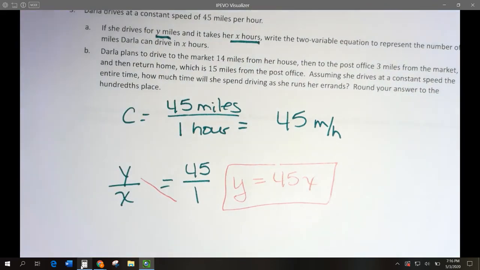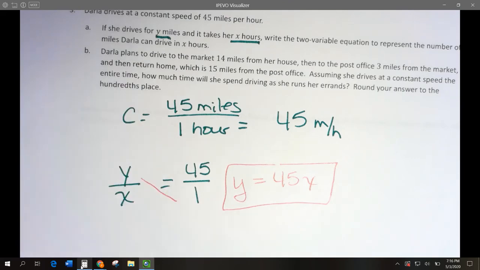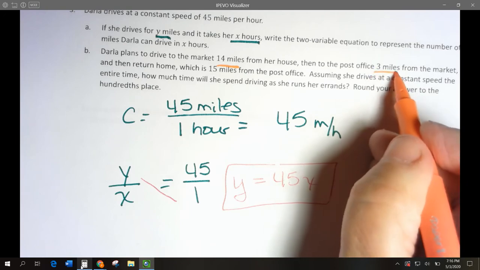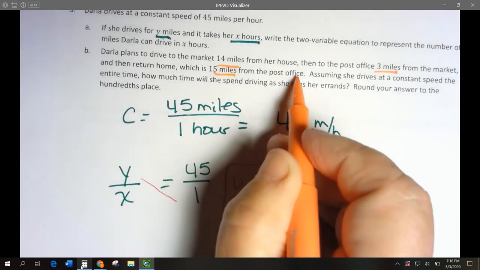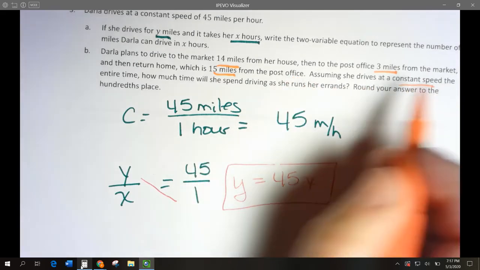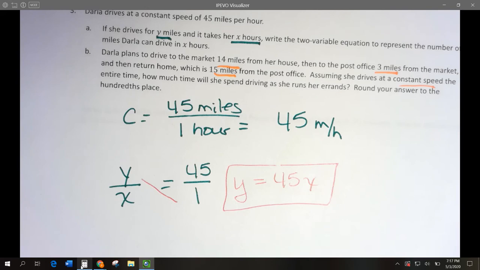Now, if Darla plans to drive 14 miles from her house, then to the post office 3 miles, and from the market, and then return home, which is 15 miles from the post office. Assuming she drives at a constant speed the entire time, how much time will she spend driving? So, if she goes 45 miles per hour, right?